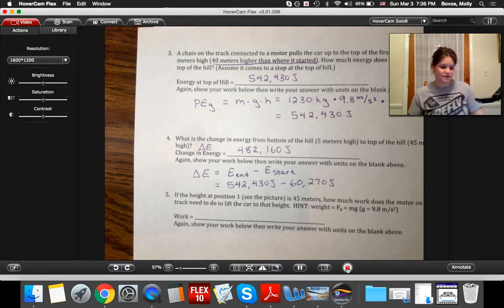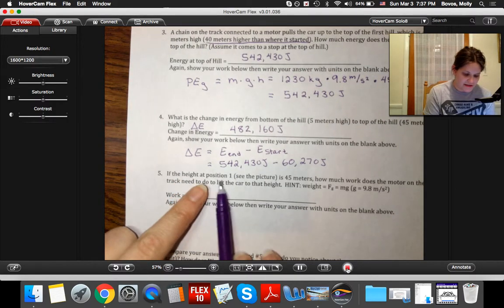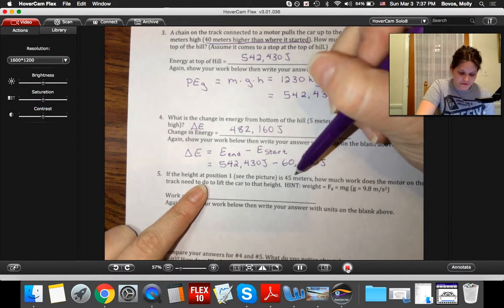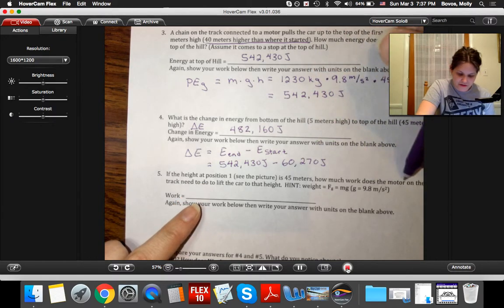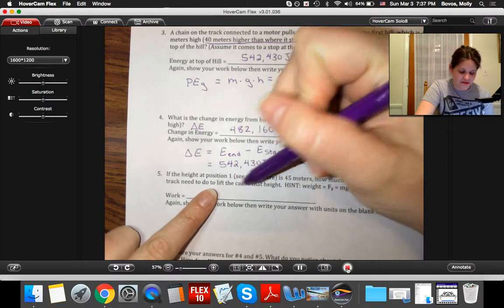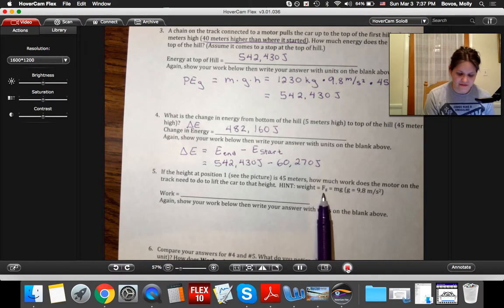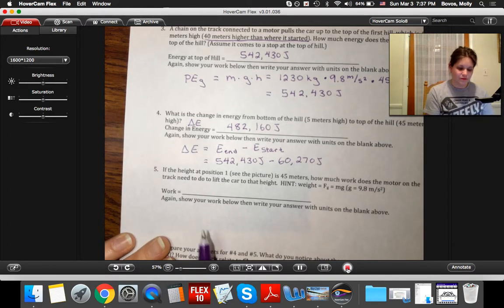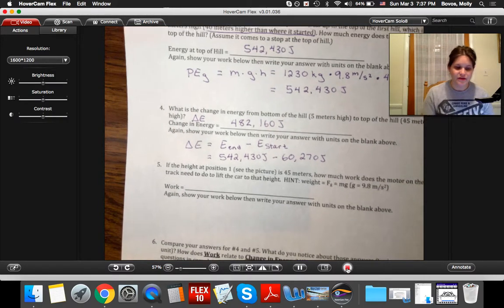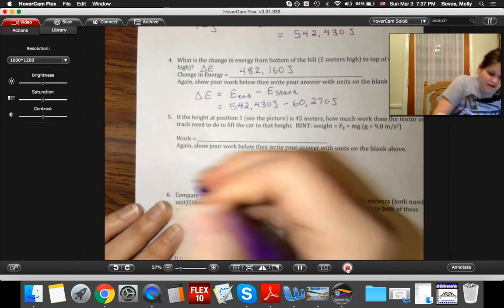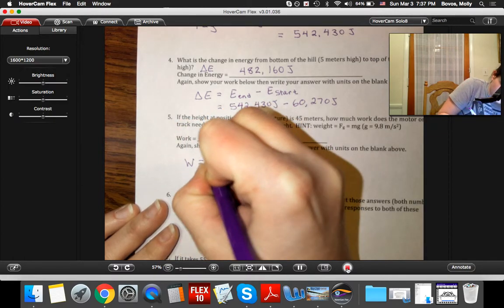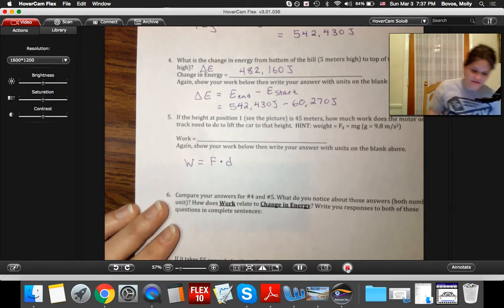Okay, so if the height at position 1 is 45 meters, how much work does the motor on the track need to do to lift the car to that height? And then your hint is that weight is Fg, and that Fg is equal to mg, which is mass times gravity, and that's 9.8. Okay, so we need to calculate work. So think back to that formula for work. Remember, work is equal to force times distance.